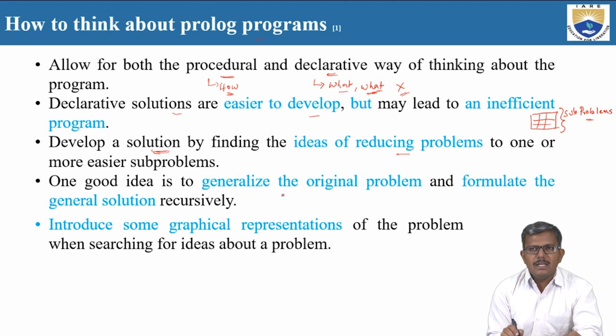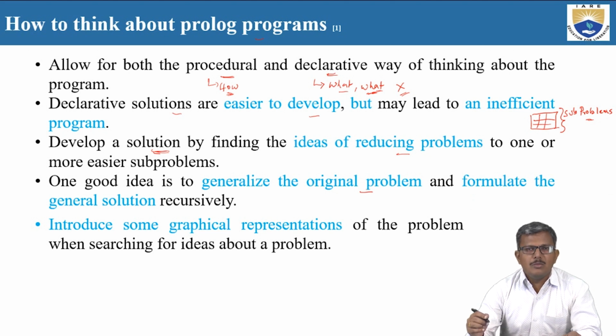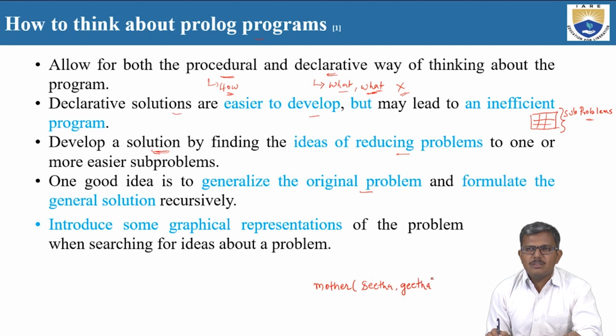And another good idea is to generalize the original problem. Especially if you think about AI problems, don't go for the specific one. Specific one in the sense, for example, I will take one simple statement: mother(Sita, Gita). This is a very common fact, a common relation we can say. In this relation, Sita is the mother of Gita. So this is the statement generally what we understand.